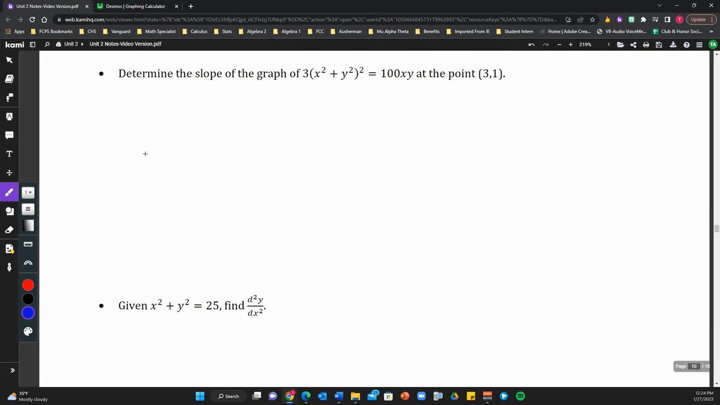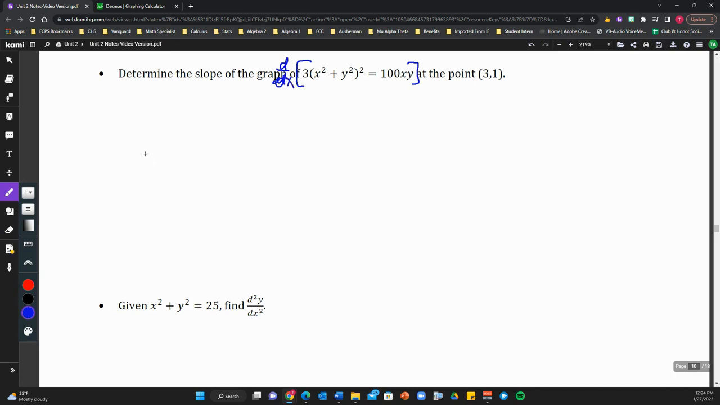So we want to determine the slope of the graph of 3 times the quantity x squared plus y squared, all squared, equals 100xy at the point (3, 1). So this is a mouthful. There is a lot going on in this problem. So the first step, though, is I'm going to try to take the derivative.